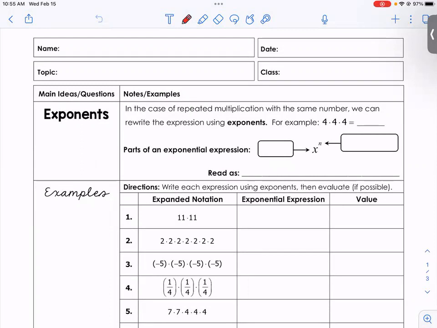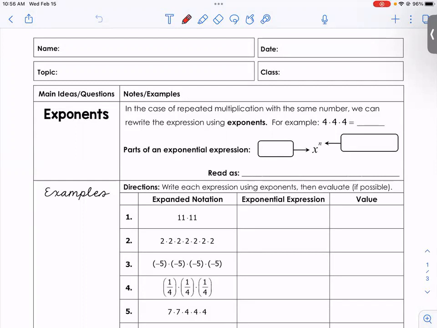Okay. All right. So our unit 6 is all about 2 topics. Topic number 1, exponents. Topic number 2, scientific notation. So it's a lot of information, but not a lot of information because it's really 2 different topics. Okay. So today let's just talk about exponents.